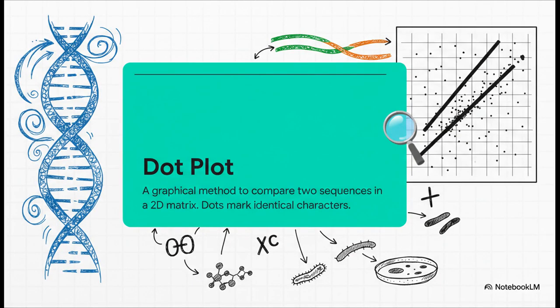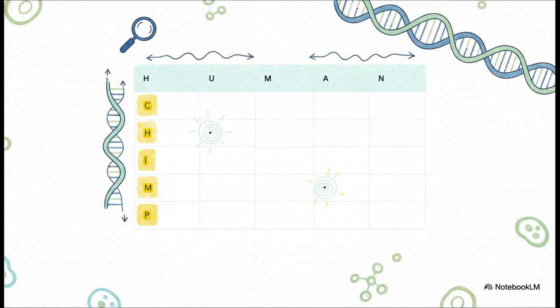So how do you even see these similarities? Well, one of the first ways was the dot plot. And it's this beautifully simple, really visual way to see where two sequences match up. All you have to do is look for the diagonal lines. It's actually super simple. You just put one sequence along the top and the other one down the side.